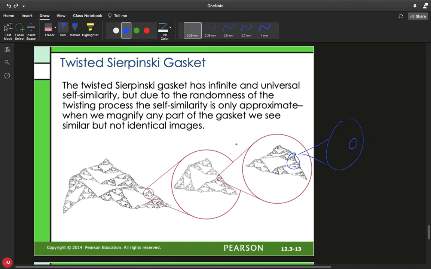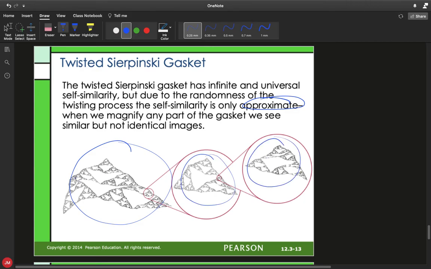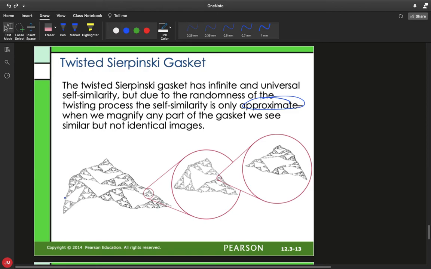Also, universal self-similarity, so no matter where you decided to look at this particular image, it looks the same no matter where you look. But the one difference is that now it's only going to be an approximate self-similarity. Notice that in each of these cases, the triangle that we are looking at does differ slightly from one image to the next. In other words, this triangle is slightly different from this one and slightly different from this one. They have an approximate self-similarity, but not the exact self-similarity that we saw with the Koch snowflake and with the regular Sierpinski gasket.